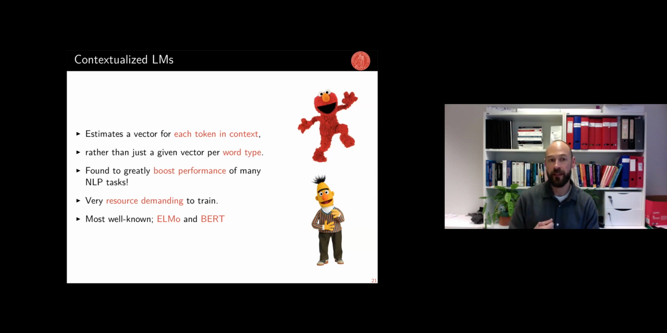vector or embedding estimated. Maybe I didn't pause to explain what I mean when I say embeddings, but embeddings is basically another word for vector, a low-dimensional and dense vector. And ELMo, and in particular later BERT, has proved to greatly boost performance of very many different downstream NLP tasks. So hence they received a lot of attention. The downside is that they tend to be very resource demanding to train.